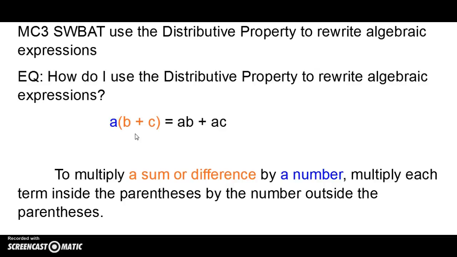All right, so I would just take a minute and write down that definition. To multiply a sum or a difference by a number, multiply each term inside the parentheses by the number outside the parentheses.